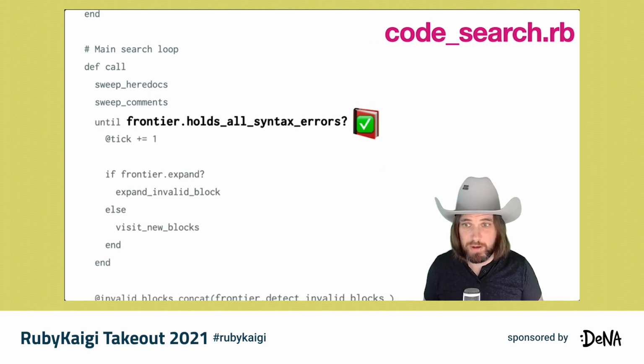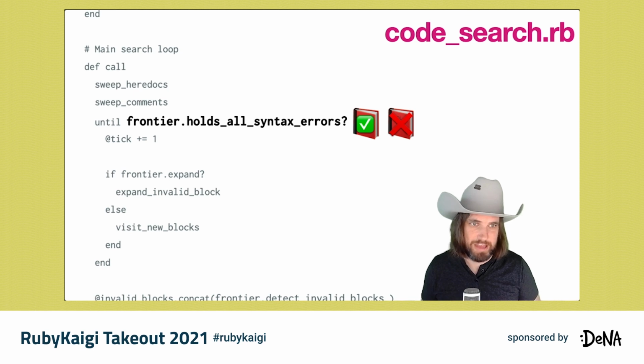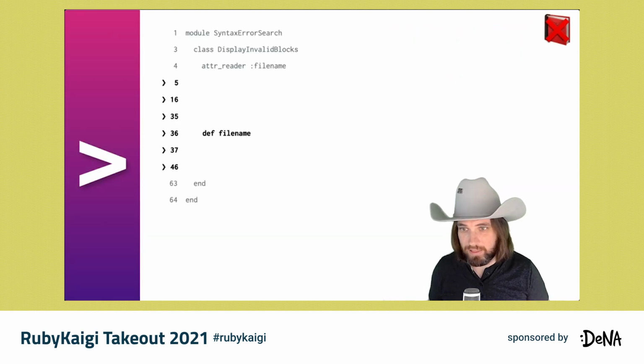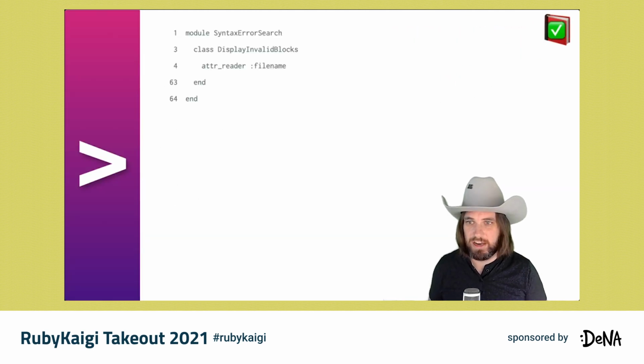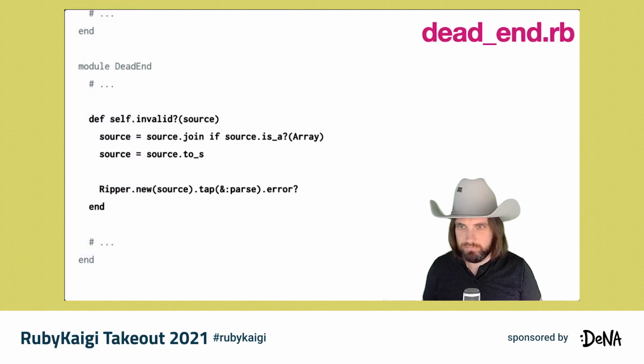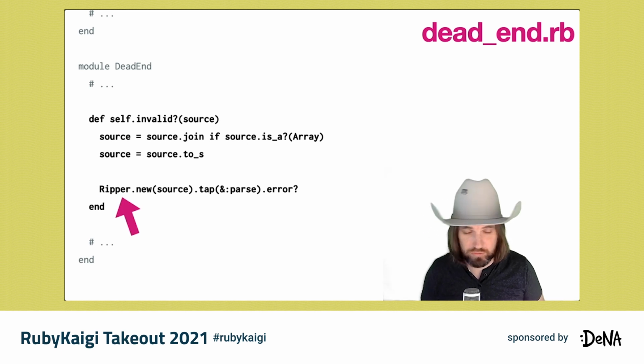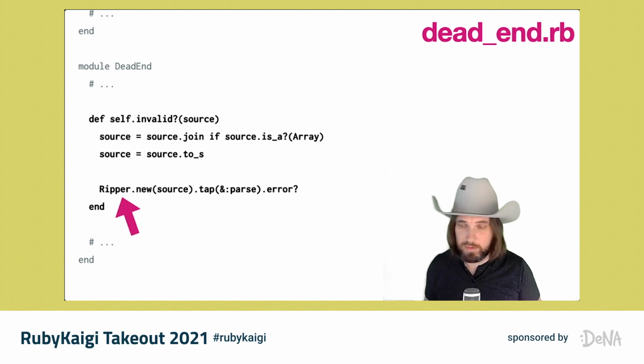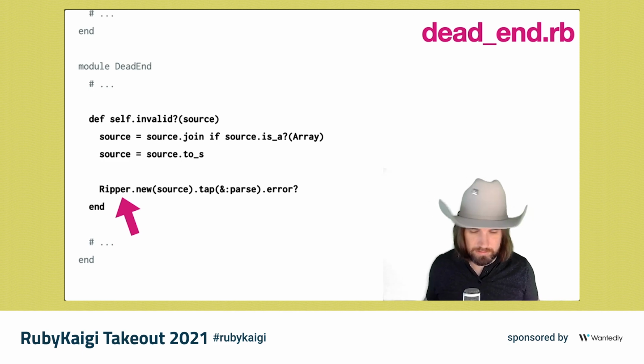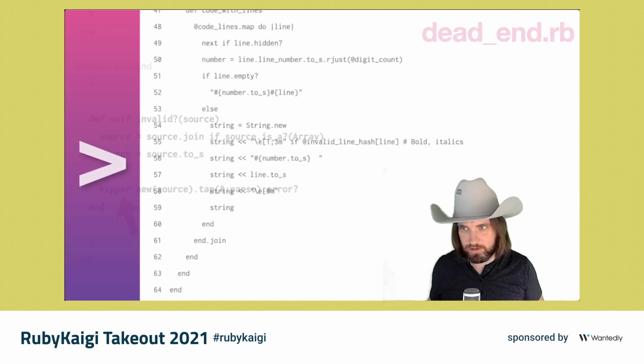The frontier is responsible for checking the exit condition. Here's that logic. If the highlighted lines are on the frontier, the entire document without those lines is checked against the parser. And here's where our parser is actually called. Remember Ripper from before? This ships with Ruby. There are no external dependencies on dead end. It's all just standard library.